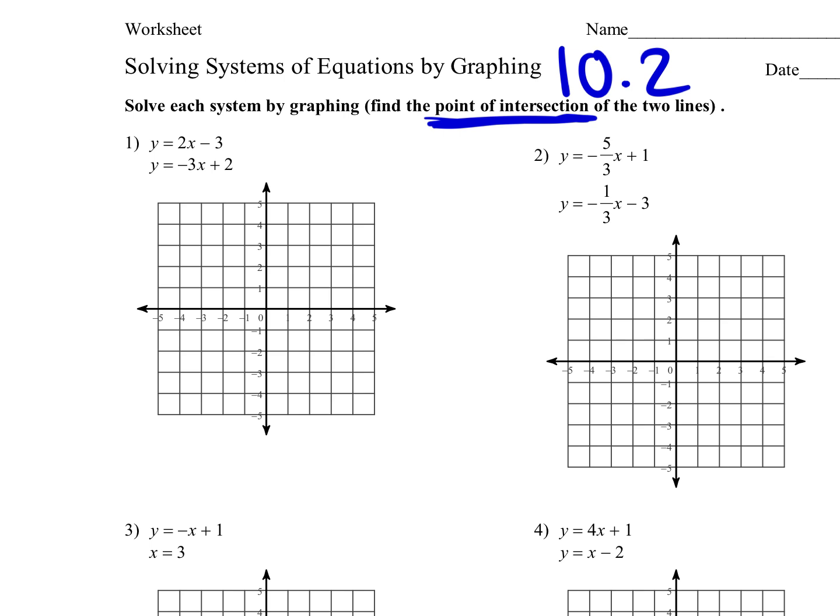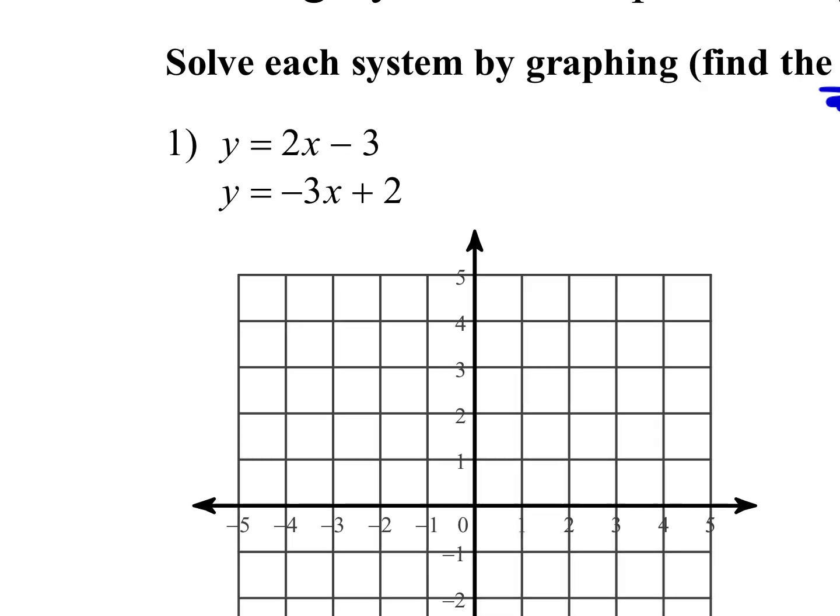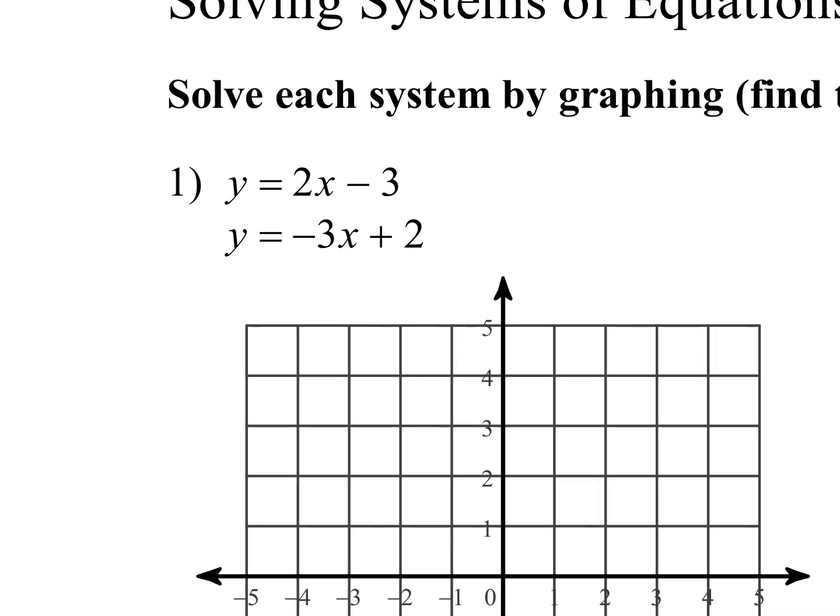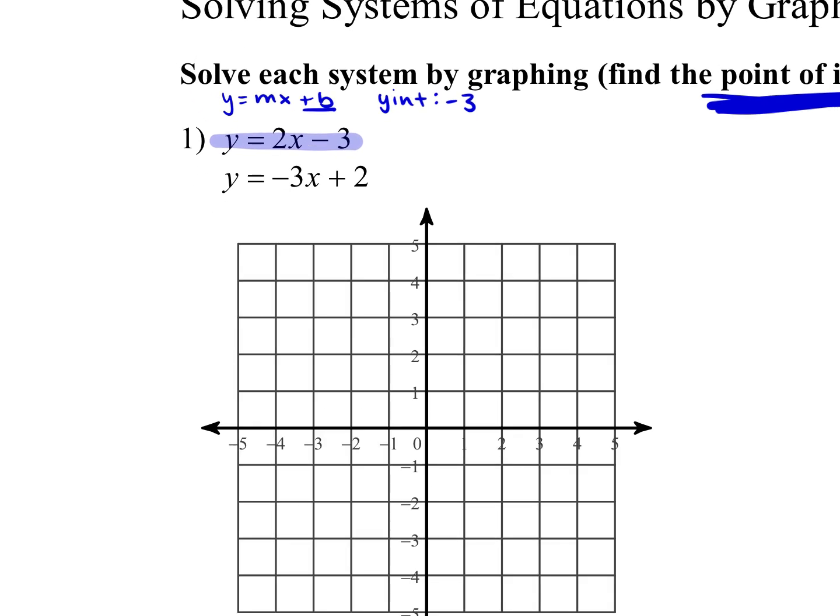There's a couple different ways that we can graph. In number 1, this is in slope-intercept form. So we can just start by finding the slope and the y-intercept. What's our y-intercept here for the first equation? Y equals 2x minus 3. What's the y-intercept? -3. Remember, this is in the form of y equals mx plus b. So the b is our y-intercept. So we're going to cross the y-axis at -3.